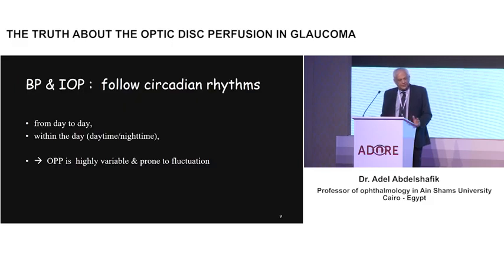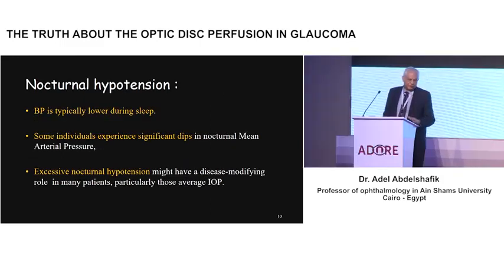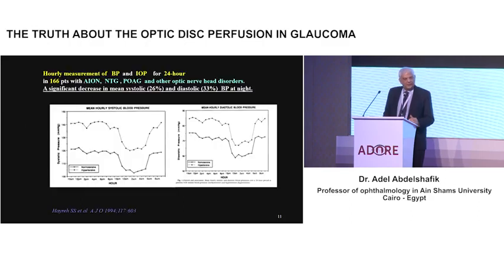There is a fluctuation in the IOP, and there is a fluctuation of the perfusion pressure over the day and from day to day. We all know that there is nocturnal hypotension, and there is extensive nocturnal hypotension in cases of glaucoma, especially in normal tension glaucoma. This study was done early, in 1994.